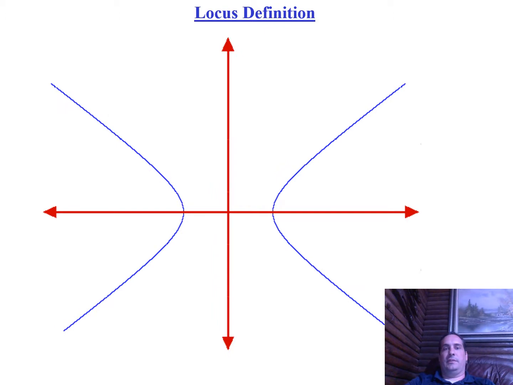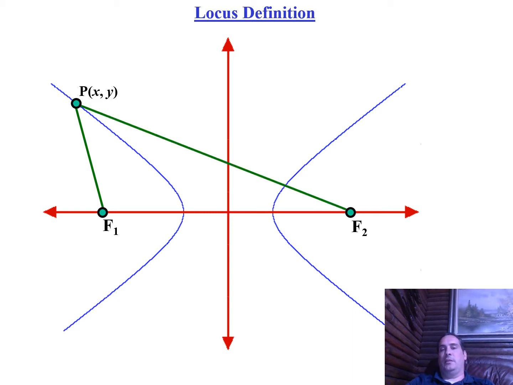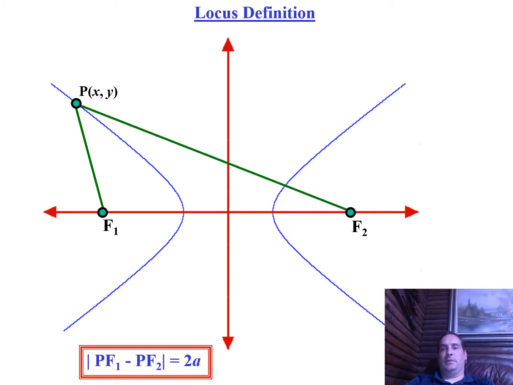Okay, locus definition, meaning if you look at the distance from any point on the hyperbola to the other one, it is going to be equal to 2a. Well, what is 2a? Remember, that's the transverse axis. It's from this vertex to this vertex here. So when you subtract the two distances, it's always going to be equal to 2a.